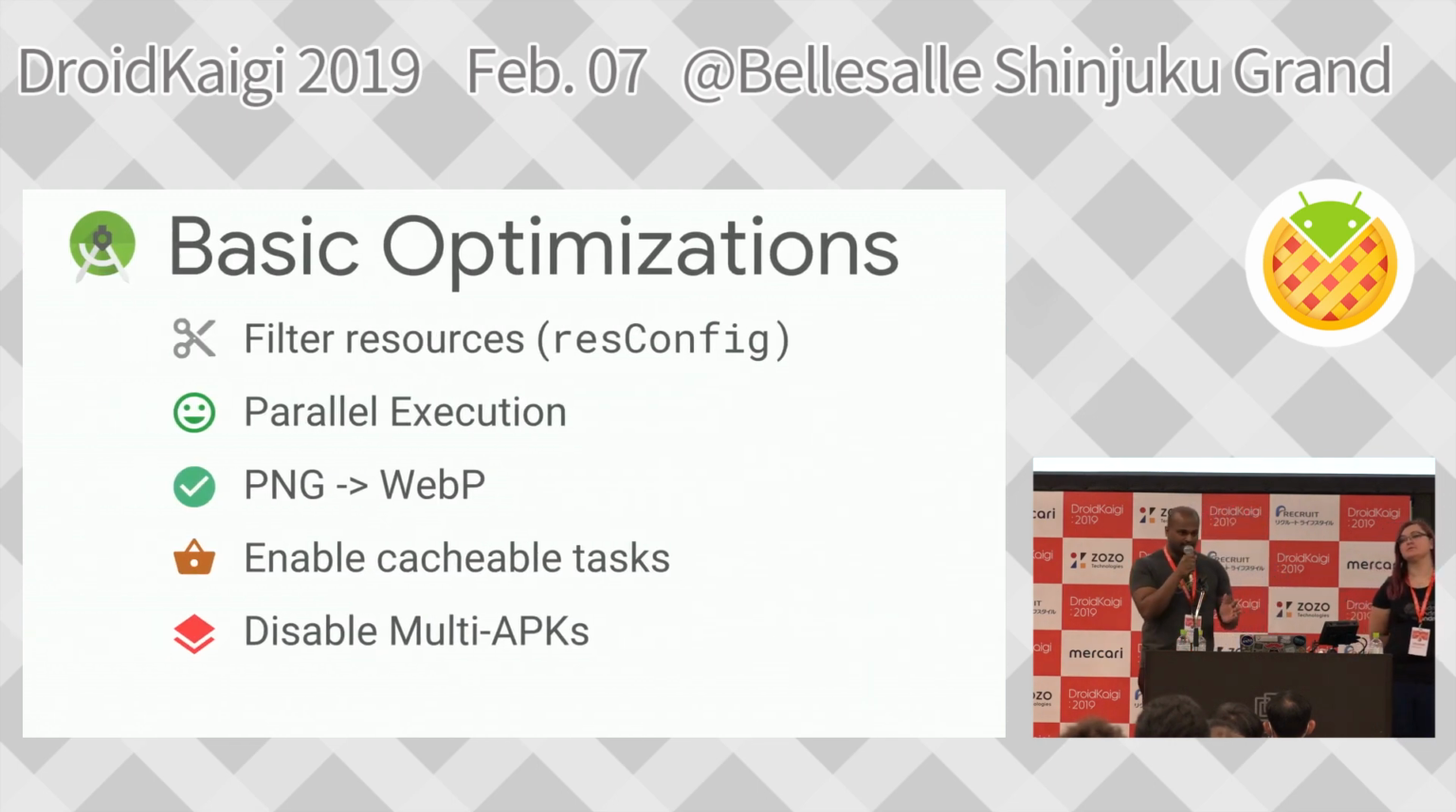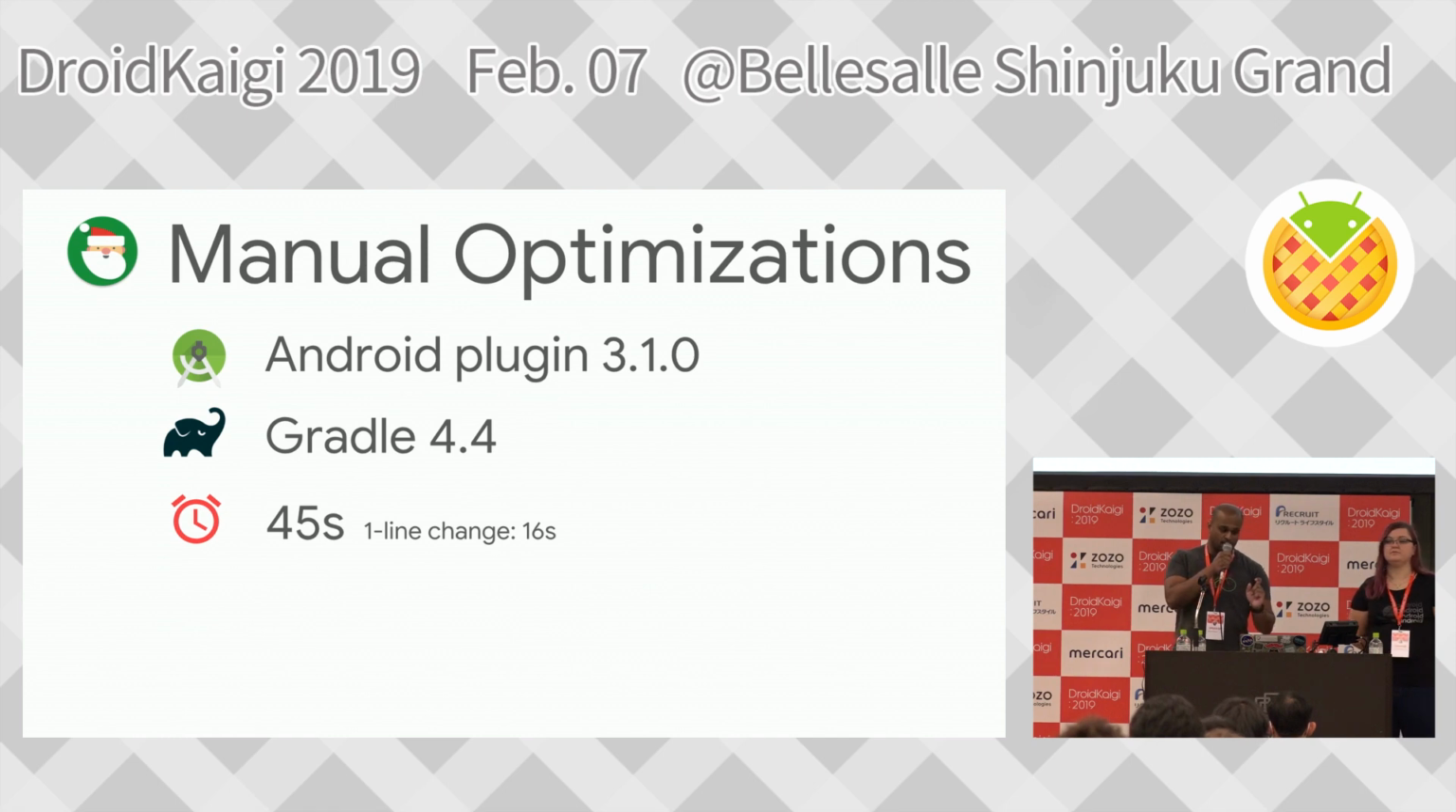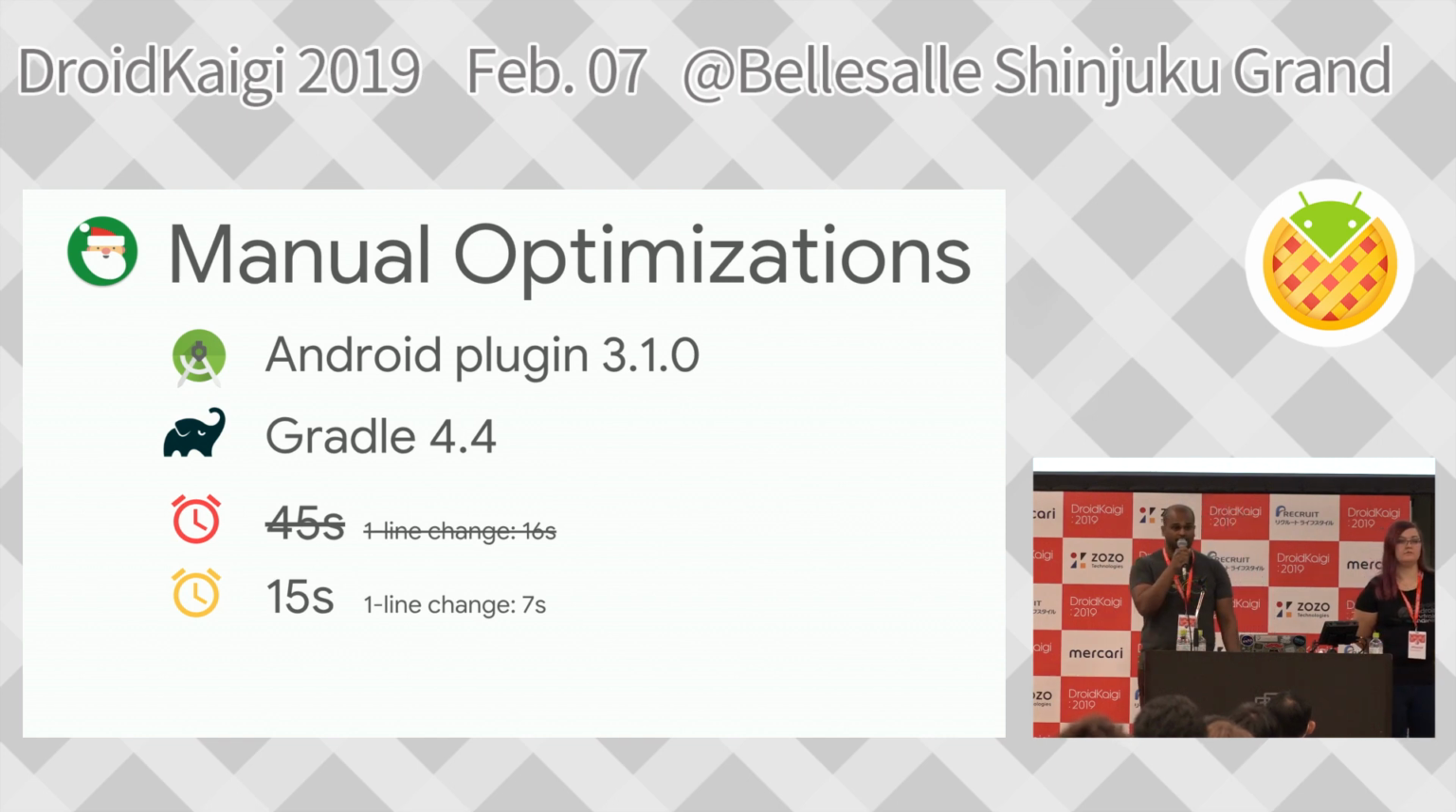So just to recap some of the basic optimizations we've covered, we told you to filter those resources, enable parallel execution, convert your PNGs to WebP, and enable cacheable tasks, and also completely disable multi-APKs. We don't need them anymore. So with that, with our unoptimized build, we had a 45-second clean build and 16-second incremental. With just those basic optimizations, we were able to bring it down to 15 seconds for clean build, 7 seconds for incremental. So already we're seeing that 30-second build speed improvement just from those few steps.